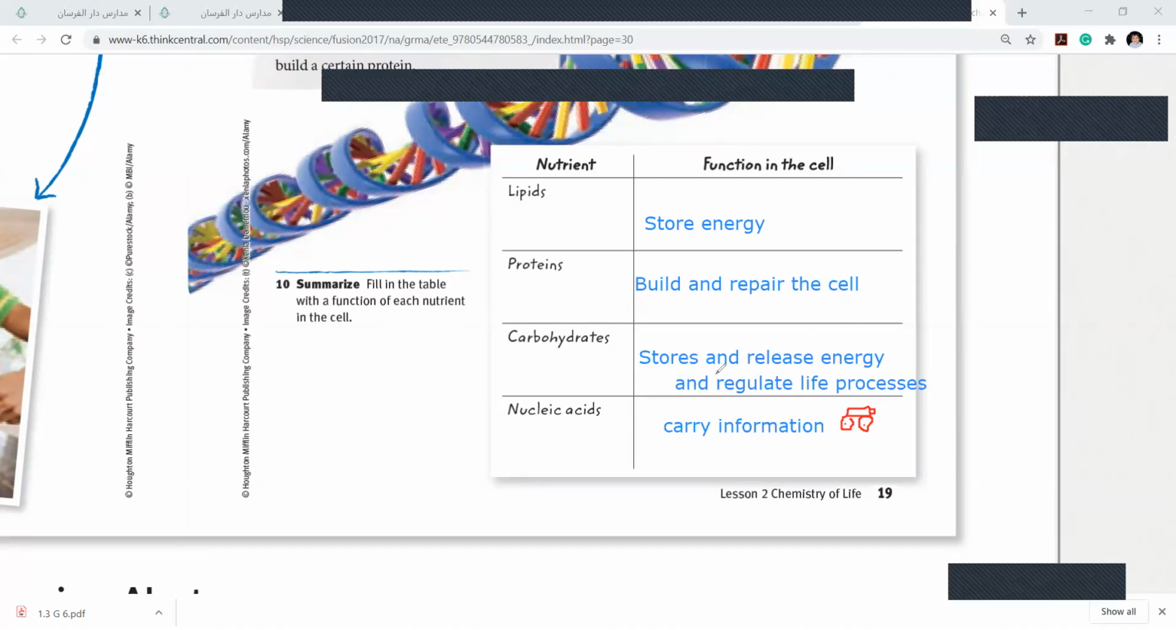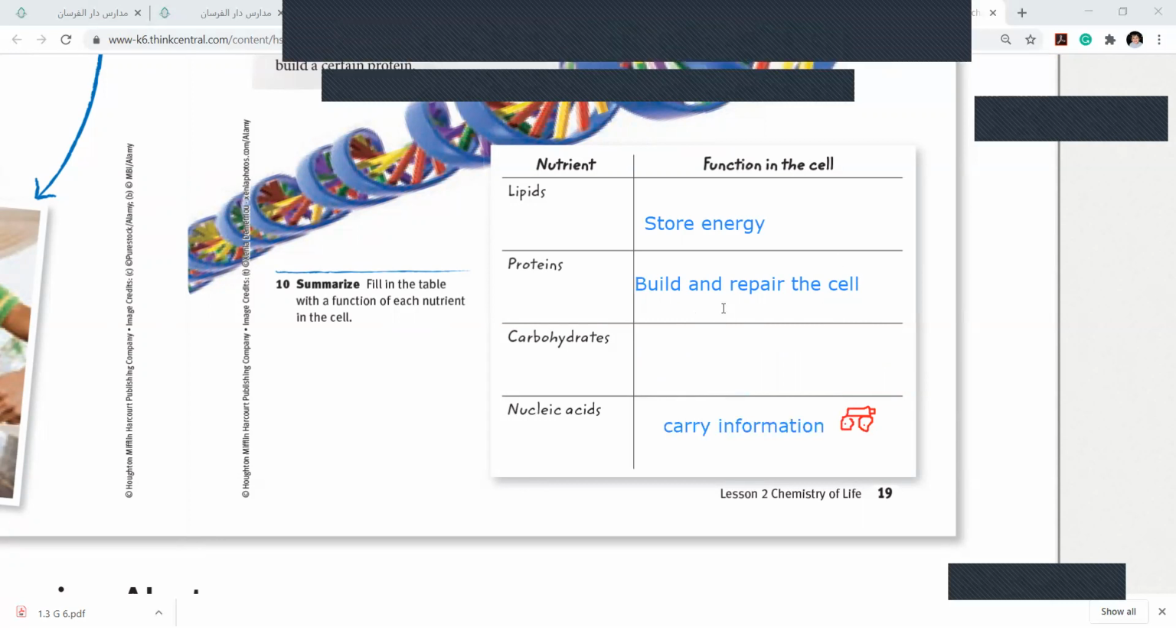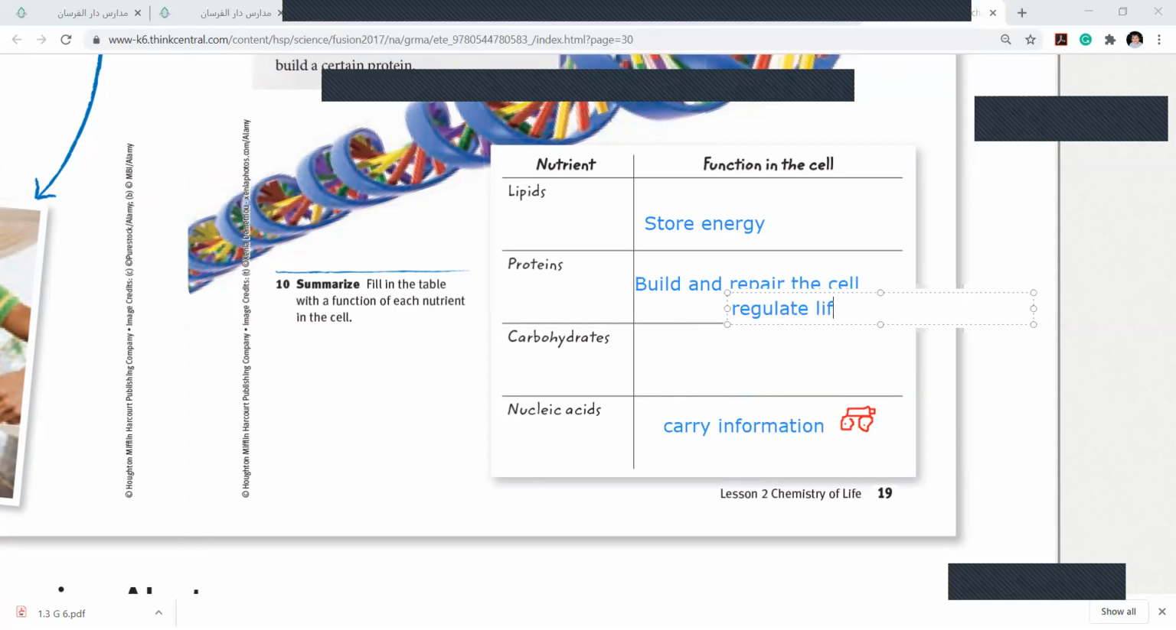Actually, this regulate life process is not for carbohydrate. This is for here, regulate life process. And here it is store and release energy. Store and release.